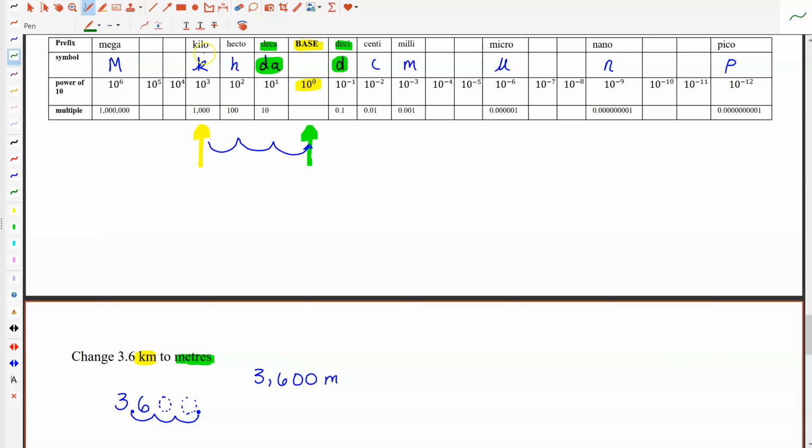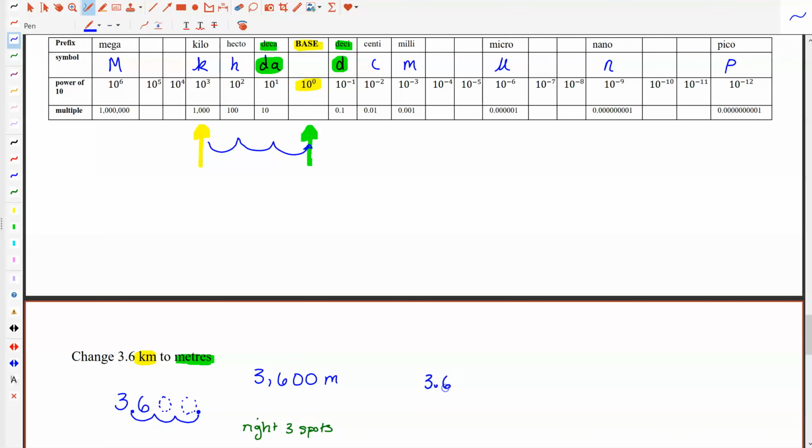So we needed to know which way to move the decimal point. From the kilo prefix to our base, we are going to go right. And then looking at the powers of 10 I need to adjust, we're going to need to go right 3 spots.